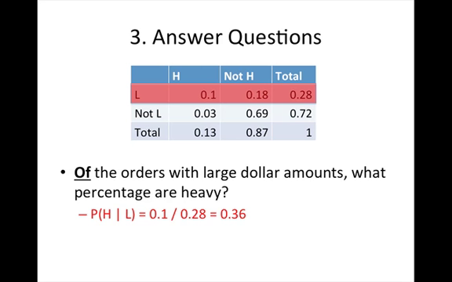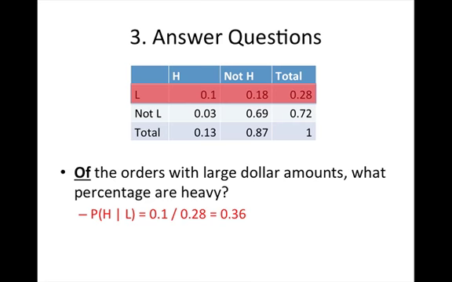Okay, "of" is another one of those important words. "Of" often indicates that you're restricting your universe. So let's read what this says: of the orders with large dollar amounts. Sure enough, we're restricting our universe to only orders that have large dollar amounts. So now we just care about that red row. Of these orders with large dollar amounts, what percentage are heavy? We're asking how big is this cell, 0.1, relative to the row which has mass 0.28. So 0.1 divided by 0.28 is 0.36. So 36% is that conditional probability.